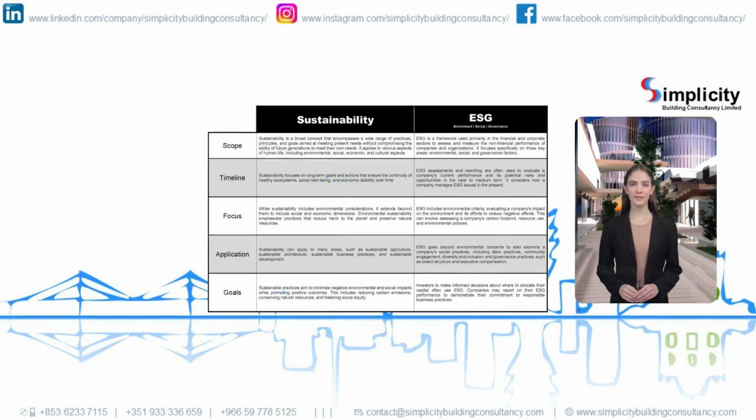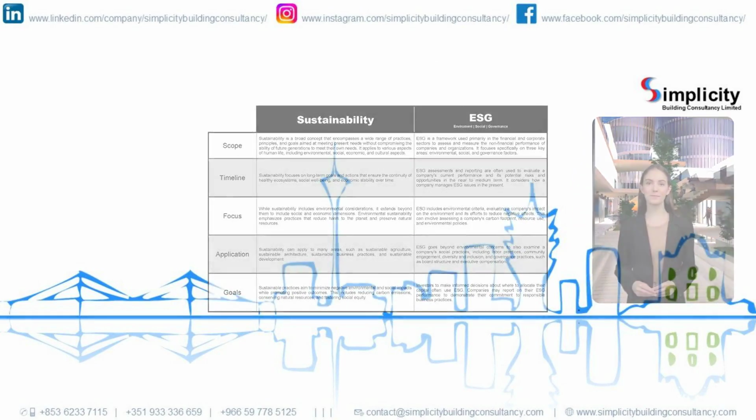Here you can see that the scope, timeline, focus, application, and goals of the sustainability concept and the ESG framework, although they intersect, are not the same.